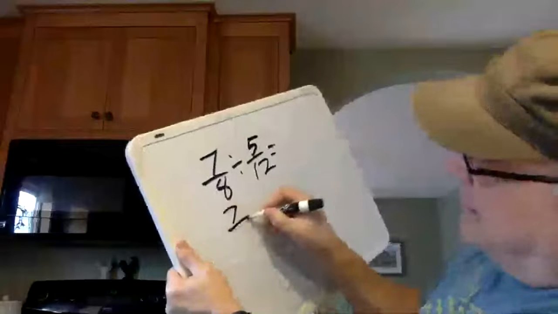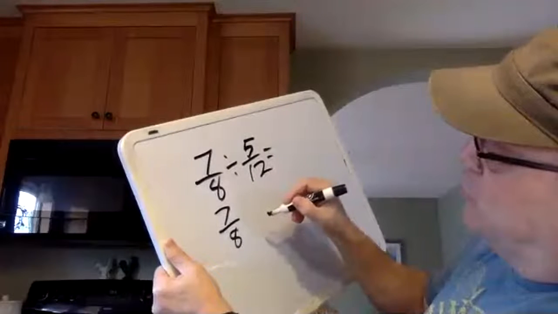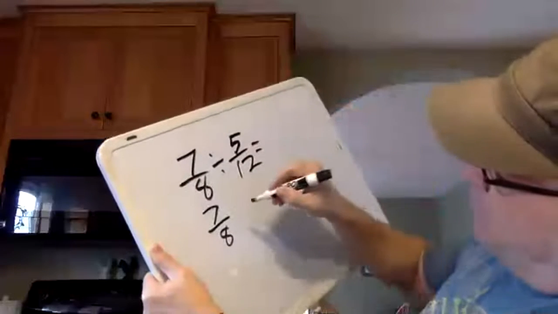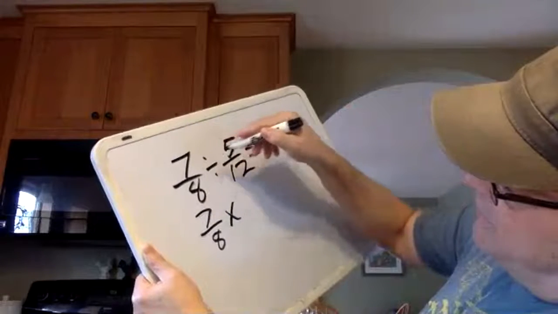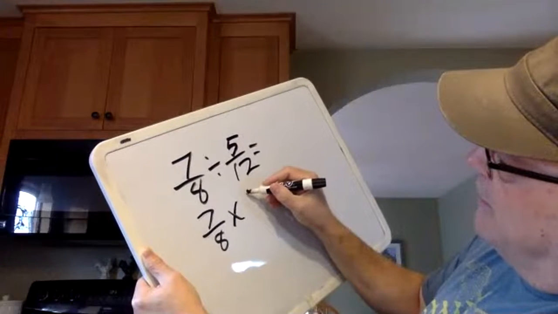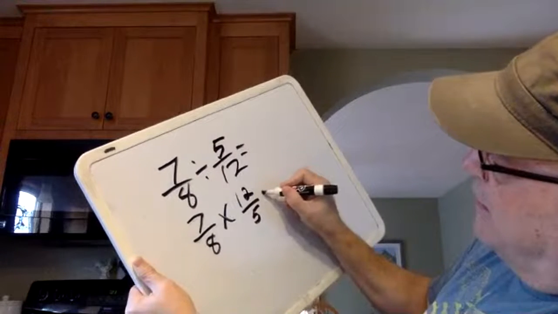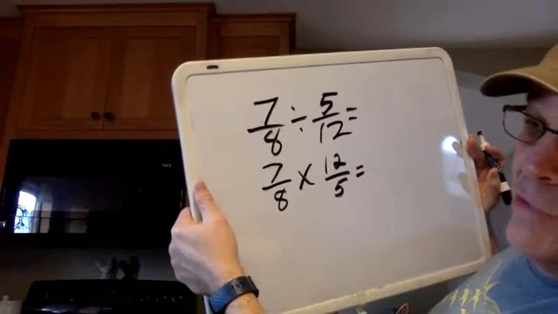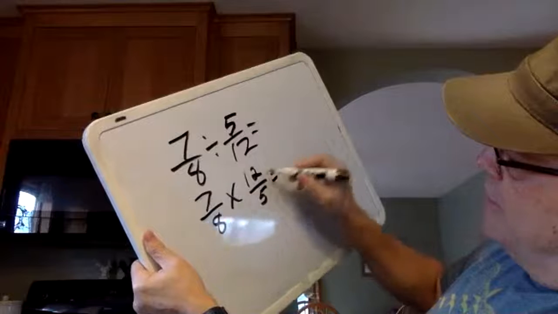7/8 stays the same, and then we're going to change that. That was stay, change, flip. So we're going to change this to multiply. So 7/8 stays the same. This changes to multiply, and then the second number flips over, 12/5. Okay, so you end up with that. Then you go back and do the rules that you did before, just like with multiply. So you see if there's anything you can cross cancel.